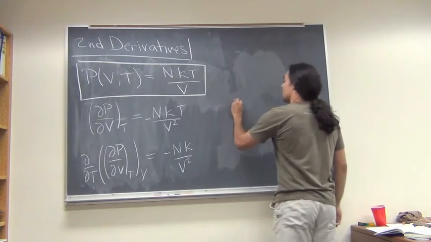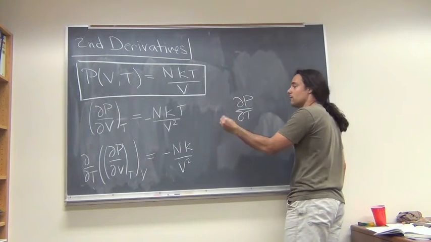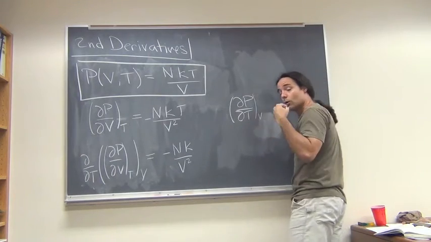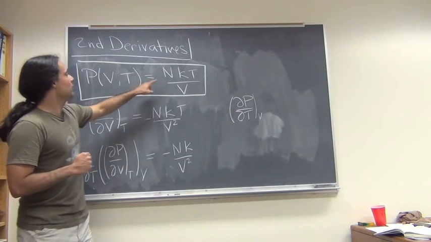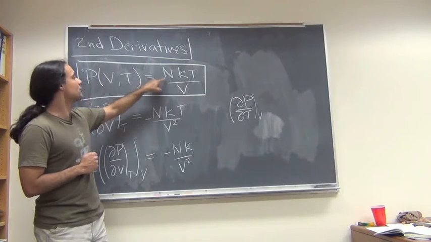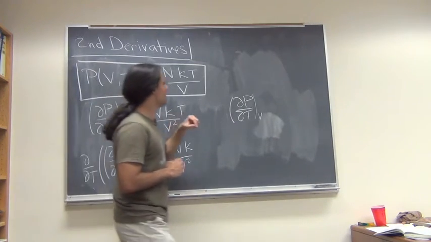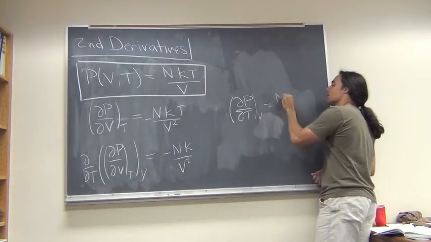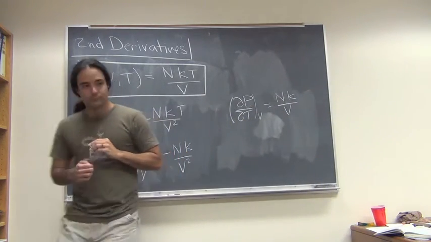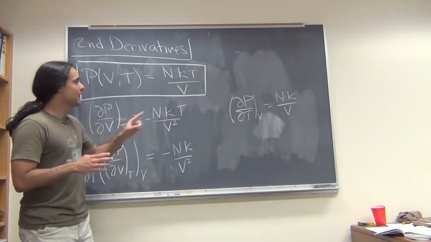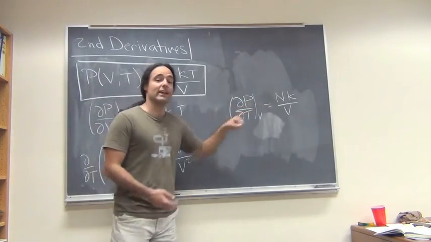Let's take dP/dT, the derivative with respect to temperature, instead of the volume. We're going to do that one first. We're going to hold the volume constant. So that means the derivative of P with respect to temperature, holding the volume constant, well, nk and V are all constants. So they're just going along for the ride. Take a derivative with respect to T. The derivative of T with respect to T is just 1, so I just get nk over V.